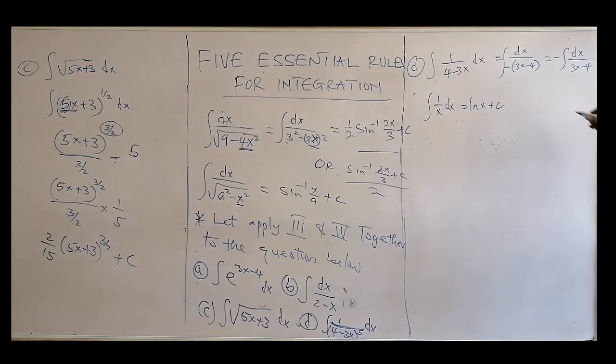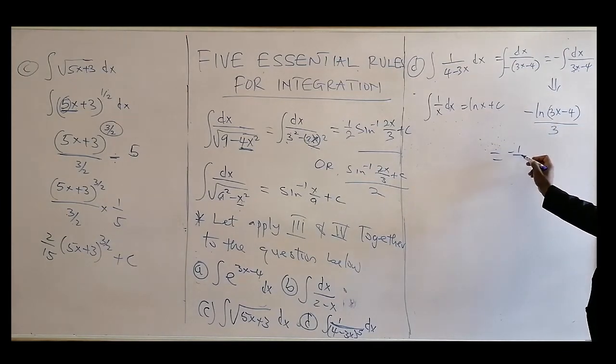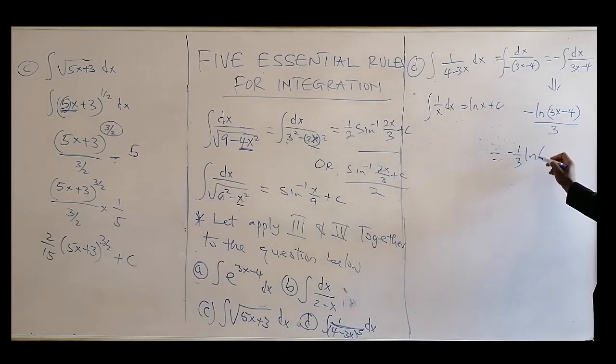Then in this case, this will be equal to minus ln of 3x minus 4. But that does not stop there. You need to divide by what? By the attachment to that variable, and that would be over 3. So your answer will be equal to what? Minus 1 over 3 ln of 3x minus 4. Okay, so that's that on that question.